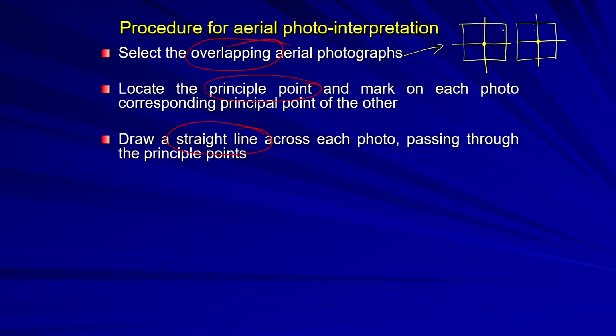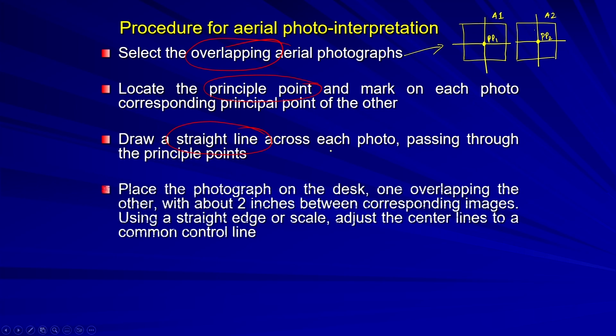Say this is your photograph P1, or any number you can give. For example, like A1 I am giving here, and this is A2 here. So, this will be your principal point 1, and this will be your principal point 2. When you connect these, that will give you the line of flight. And also, place the photograph on the desk.